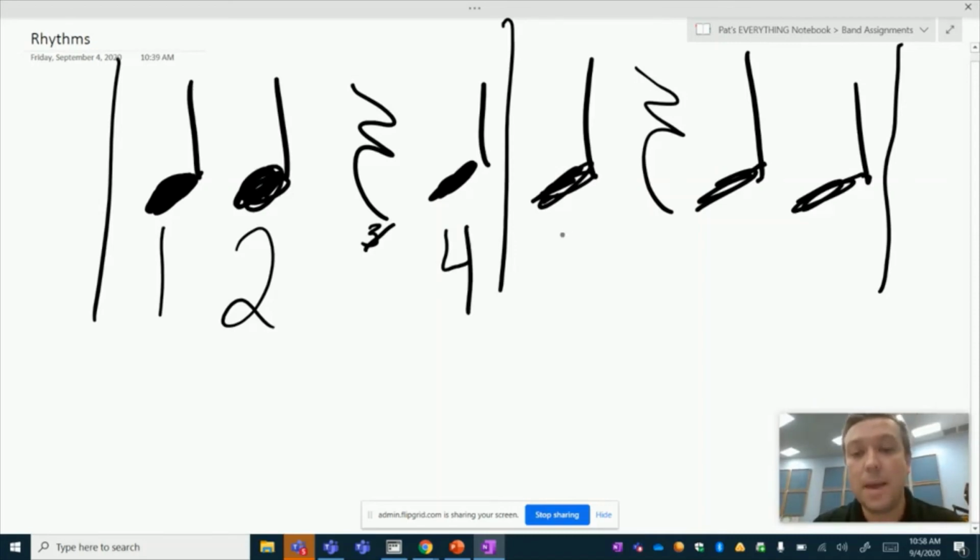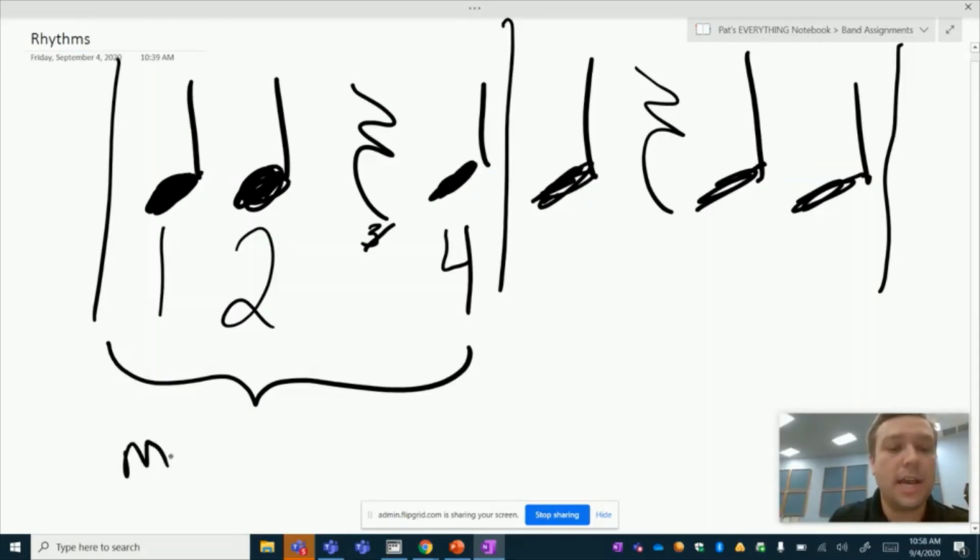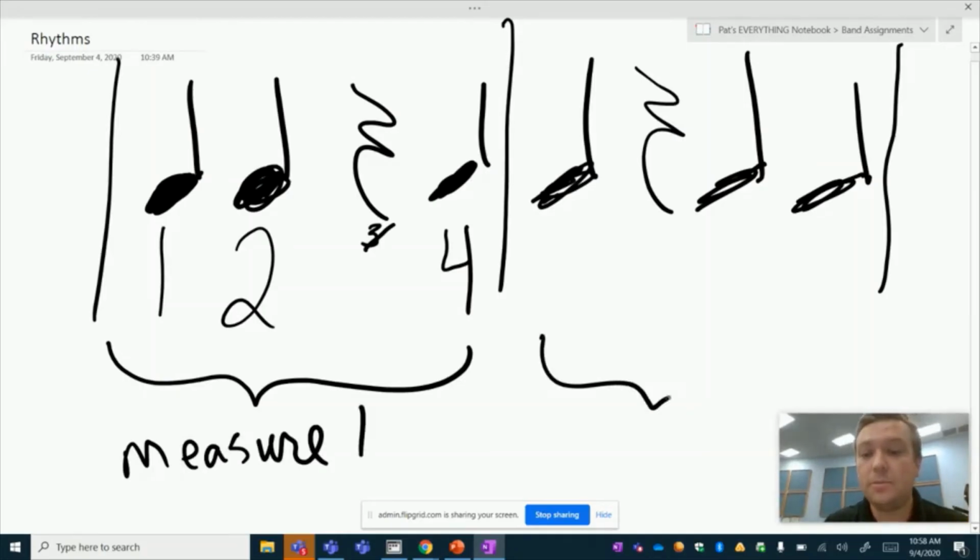Okay, and then this next measure, we didn't really talk about this. This whole section right here is called a measure. The part in between the bar lines, that's called a measure. So this would be measure 1, and this would be measure 2. Sometimes we just do an M dot for measure. Okay, so let's look at measure 2.